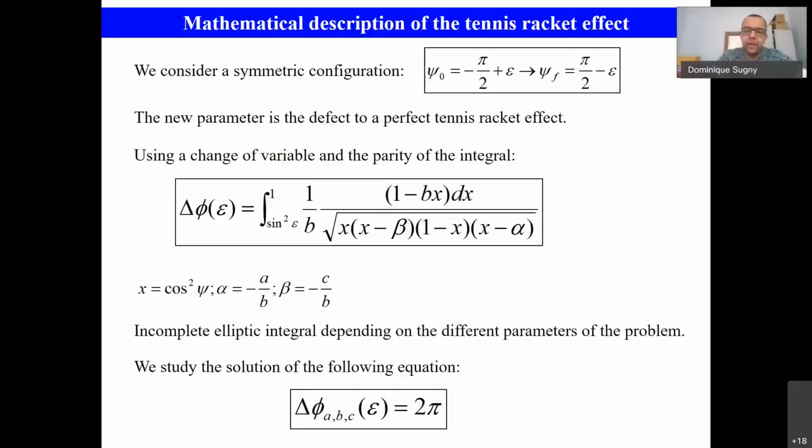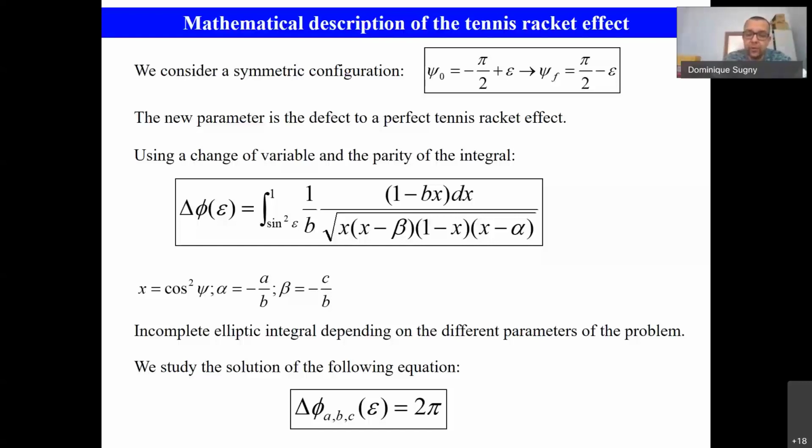I'm not going to enter into the details, but in our last PRL paper, we give a complete and rigorous mathematical description of the tennis racket effect. The idea is, we know that the trajectories can be written in terms of elliptic integrals, to be more precise, in terms of incomplete elliptic integrals, and the goal is to work on such integrals to explain and to quantify the tennis racket effect.